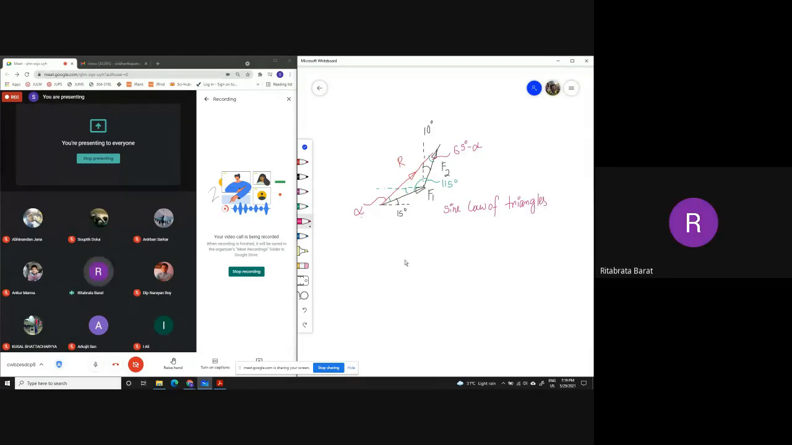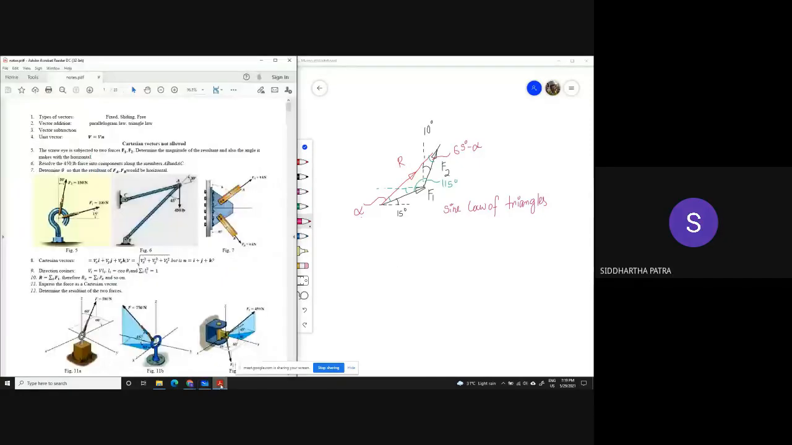Sir, can you tell the values of the vectors? The one that is 15 degrees with the horizontal and 10 degrees with the vertical, it's in this diagram. Can you see this one? Yes, sir. So F1 is 100 Newton and F2 is 150 Newton.